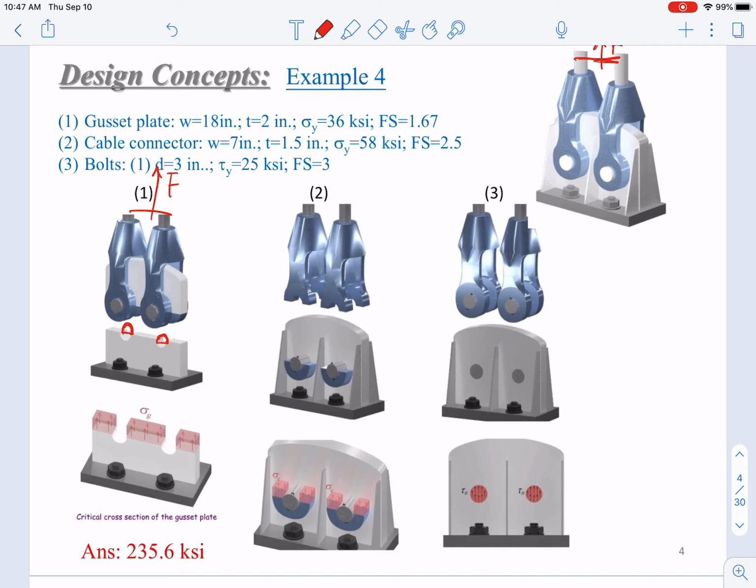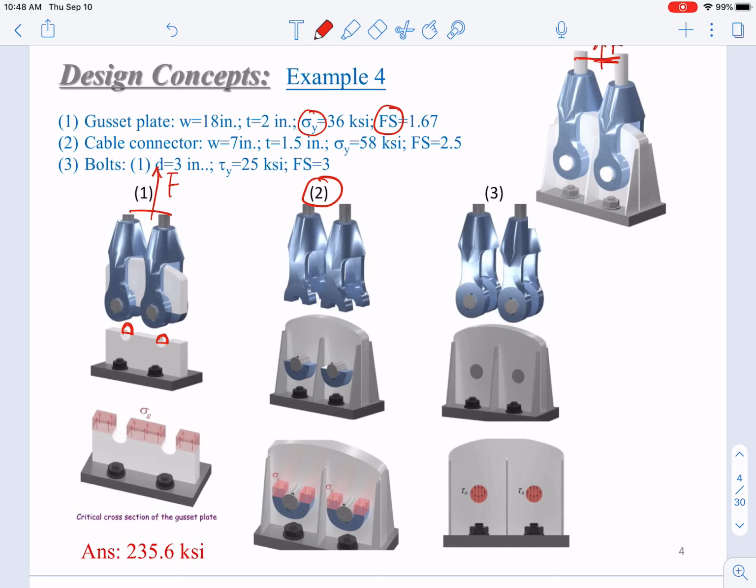Then you can calculate the 2 cases, normal stress and bearing stress, and compare them with the yield stress with a factor of safety. Then you can determine 2 maximum forces that are allowed in this system. Okay, you got the 2 F values. Then in part 2, the cable connector.